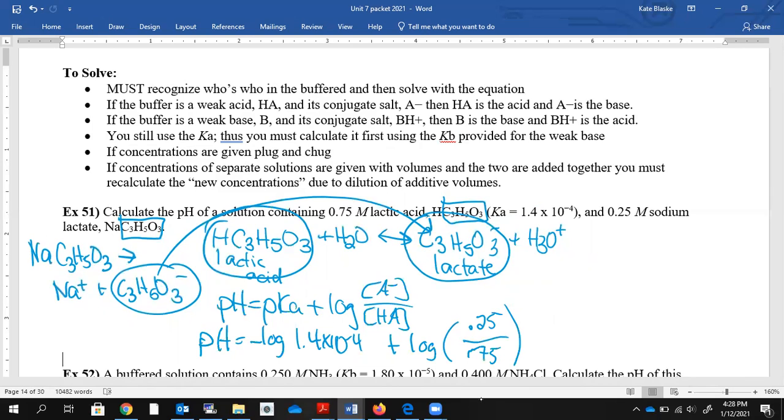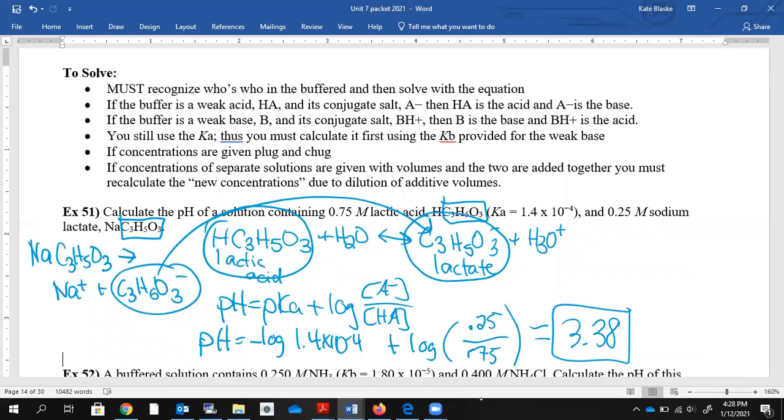And so this would be an okay buffer, but it is not as good at buffering or maintaining this pH as it would be if those concentrations were equal to each other. So I plug this into my calculator. Make sure you're being very careful with your positive and negative signs. And I get a pH of 3.38, which means this buffer solution, this combination of lactic acid and sodium lactate, would like to maintain a pH around 3.38. That is the pH that it would like to maintain.